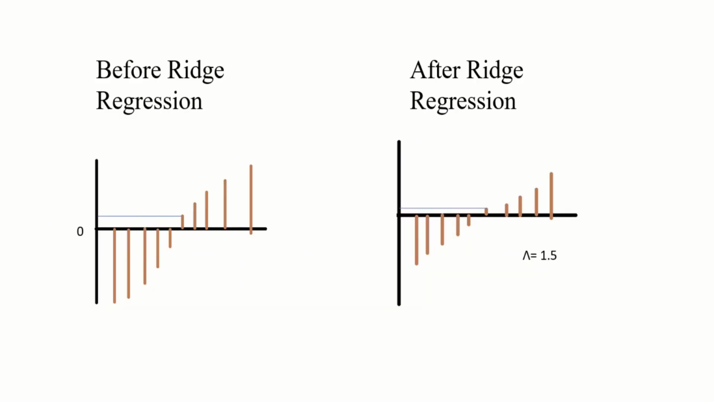So let's examine it graphically. Before Ridge regression, our model looks something like this. Let us suppose there were 10 independent variables and the coefficients of each are determined something like this. After applying Ridge regression, the same 10 independent variables have been scaled down, and you can see that the least value has come near to zero but not exactly zero, as we discussed in the theoretical section.